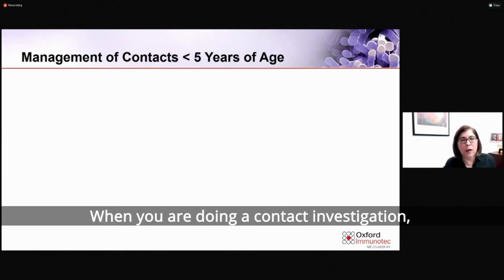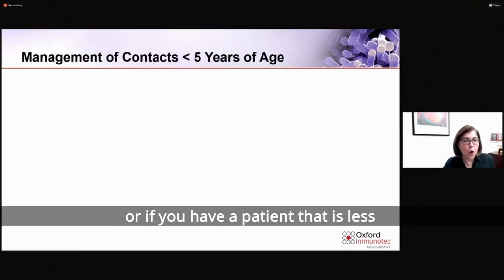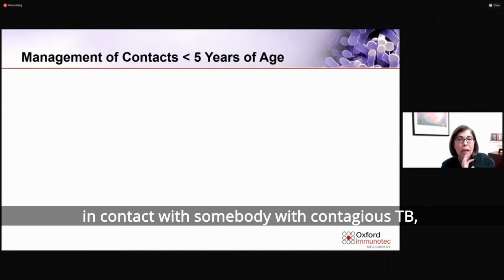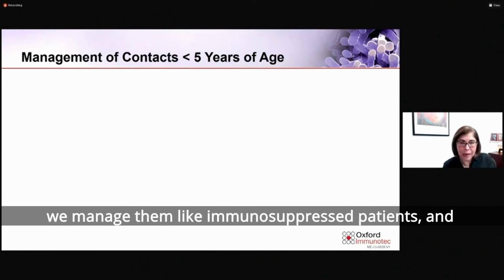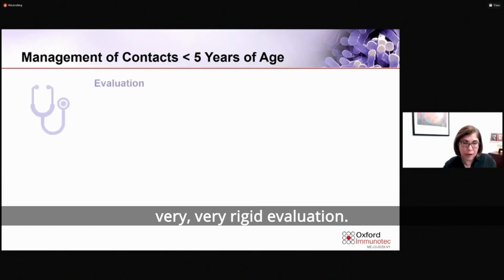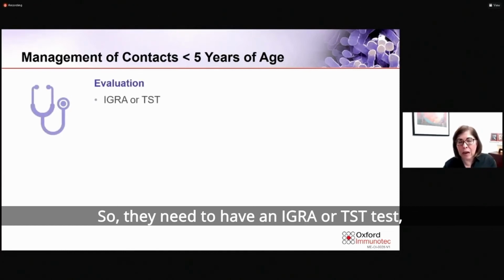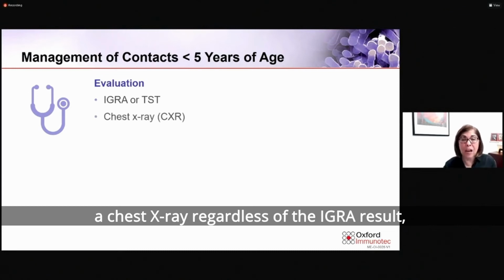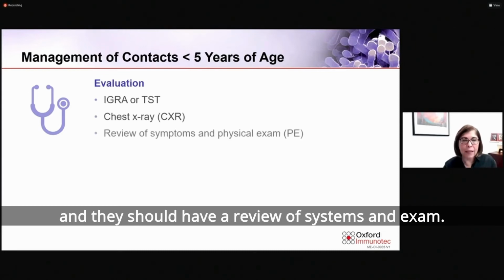When you are doing a contact investigation, or if you have a patient that is less than 5 years of age and has been in contact with somebody with contagious TB, we manage them like immunosuppressed patients, with very, very rigid evaluation. So they need to have an IGRA or TST test, a chest x-ray, regardless of the IGRA result, and they should have a review of systems and exam.